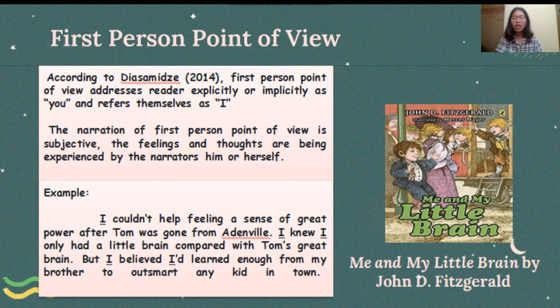Alright, that's all about the definition of point of view and first-person point of view. The next material will be explained by Dwi Antari.